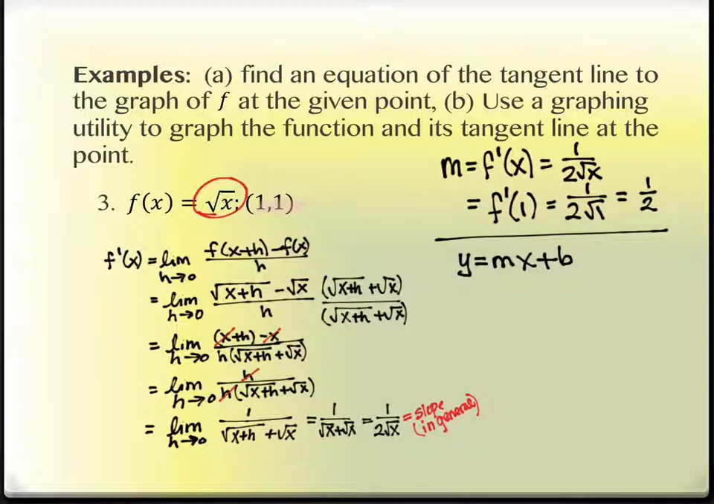Okay. We know m. It's what? 1/2. We don't know b, but we do know 1 point on our line, 1, 1. So if I let x and y each equal 1, I can find b. What would b equal?